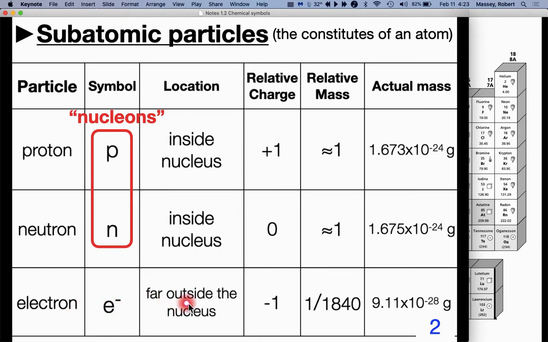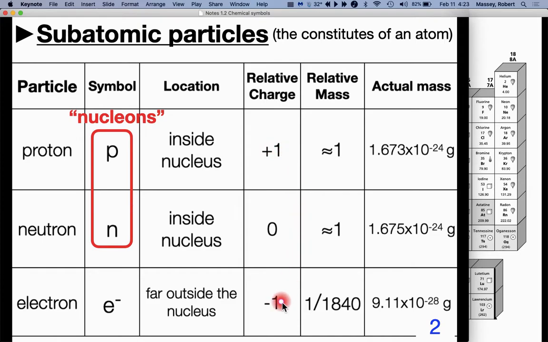The electron is far outside the nucleus, as you saw in that animation. Now, its relative mass is really, really small. You would need to have 1,840 electrons to have the mass of a proton or a neutron. So it's really, really small, yet its charge is a full -1. And what we say when we compare such things, a proton is a +1 and an electron is a -1. So we would say that they're equal in magnitude, but opposite in sign.